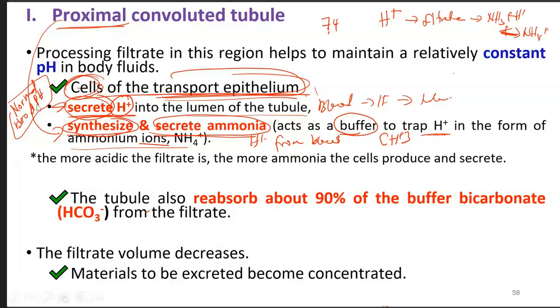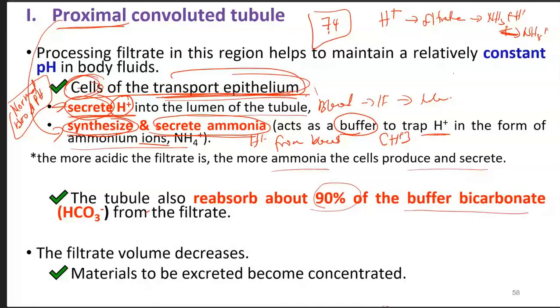So the more acidic the filtrate is, the more ammonia the cell produces and secretes. That is the ability of transport epithelium, synthesizing and secreting ammonia into filtrate so that the ammonia can bind with the hydrogen ion that enters into the filtrate through the process of secretion. So this lowers the blood pH back to the normal set point, which is 7.4, if your blood is acidic.